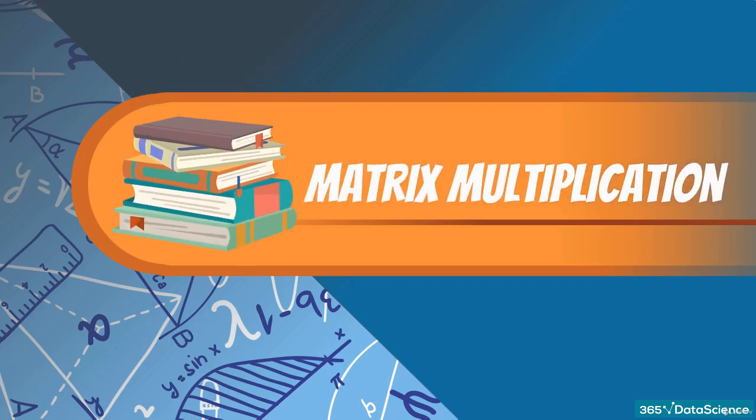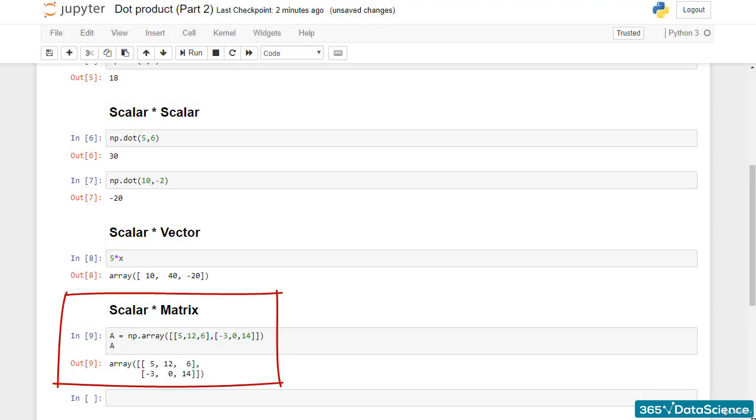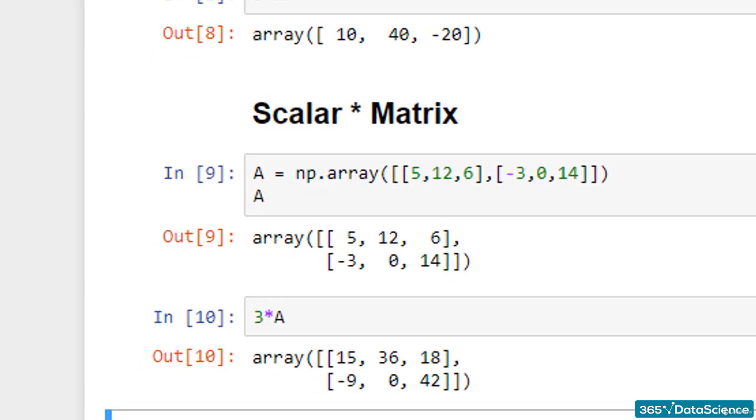Let's generalize the dot product notion to matrices. You can see this overly used matrix once again: 5, 12, 6, minus 3, 0, 14. If I want to multiply it by 3, we would have a scalar times a matrix situation. Similar to what we saw in the last lesson, the shape of the matrix doesn't change, it just gets scaled. We keep the shape and multiply each element by 3. The result is 15, 36, 18, minus 9, 0, 42.